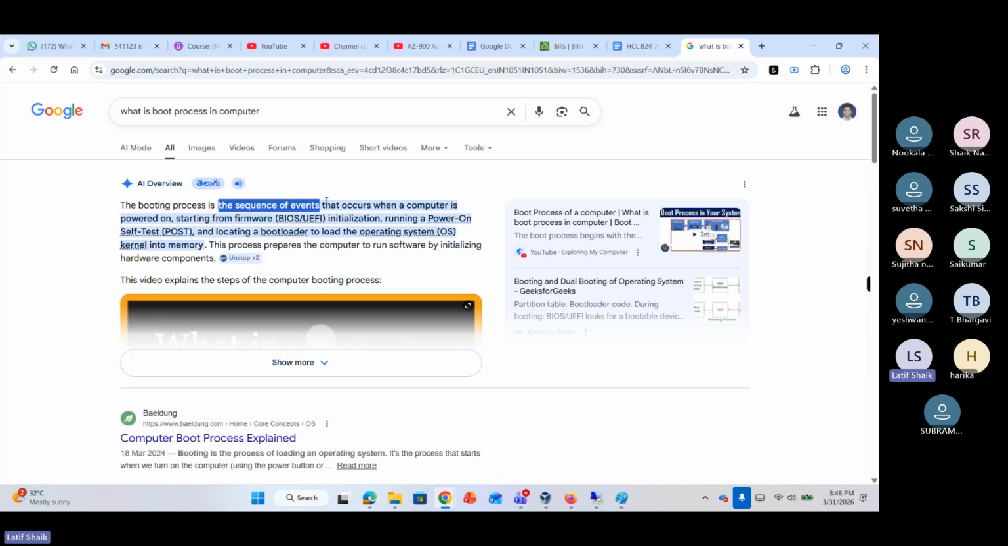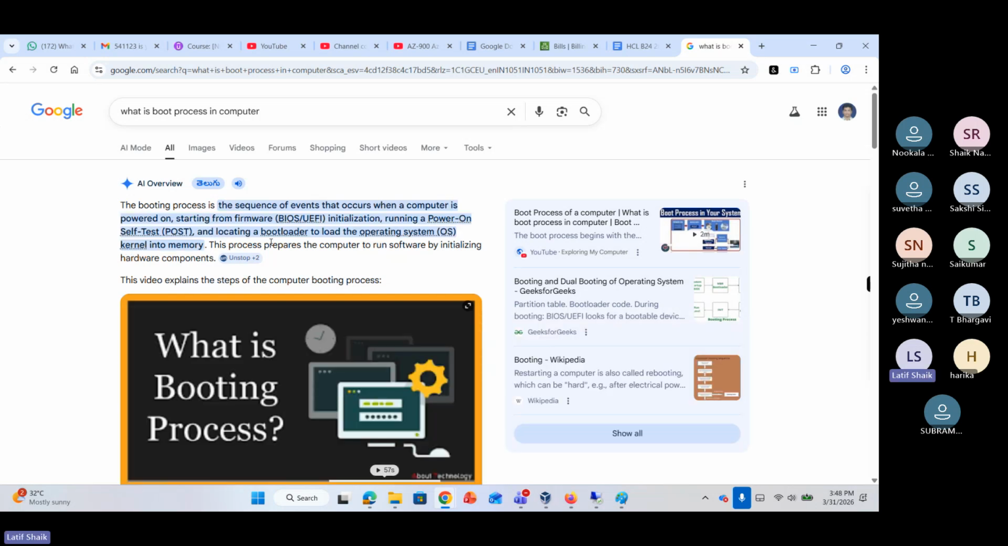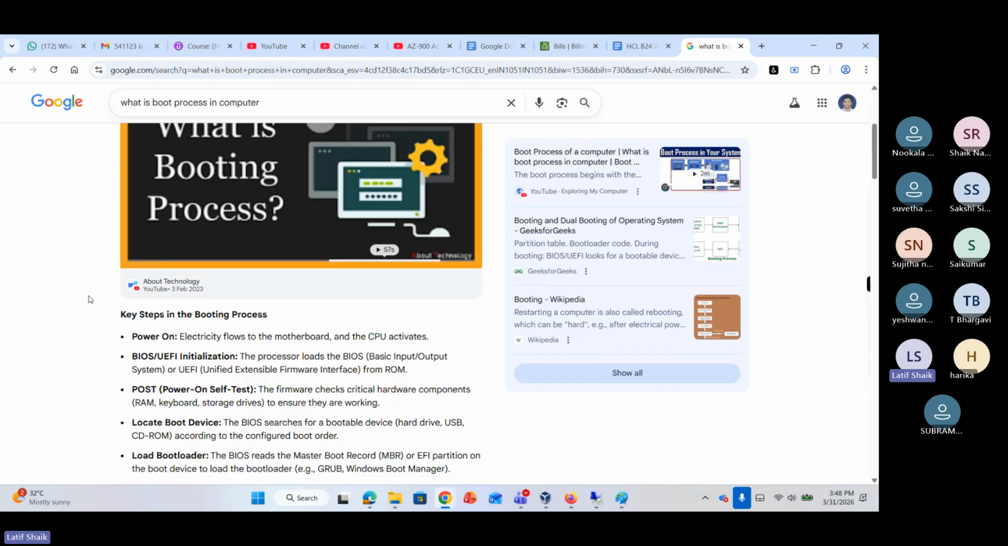Boot process is a sequence of events that occur when a computer is powered on, starting from BIOS initialization, running the power-on self-test, locating the bootloader to load the operating system kernel into memory. This process prepares the computer to run software and initializes hardware components. This is one statement. Any statement you can take and make sure you understand.